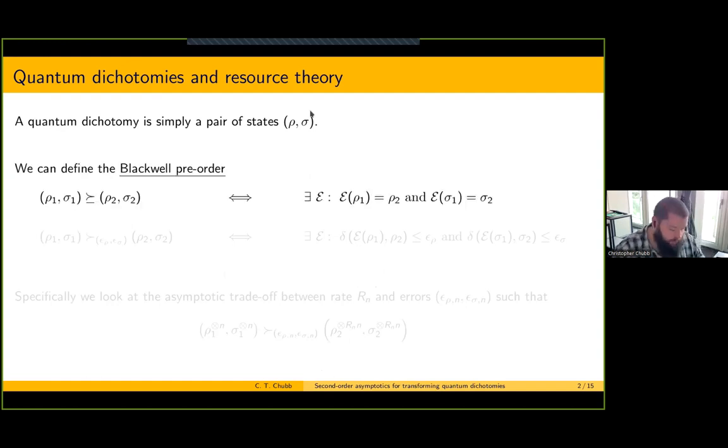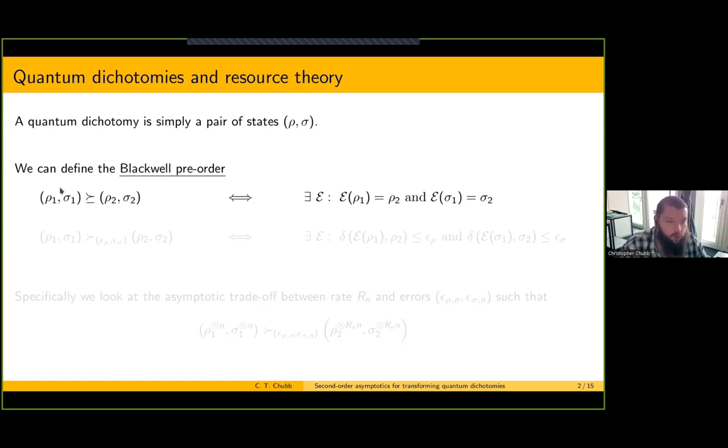Now, one of the things that we can do with these pairs of states is define something called the Blackwell preorder. This is borrowing some notation that's used classically. We can define this preorder, which we denote like this, which is some order on pairs of states. The way that we define it is we say that this pair of states preorders this pair of states if there exists a map which sends each state to the corresponding other state, right? So ρ1 to ρ2, σ1 to σ2.